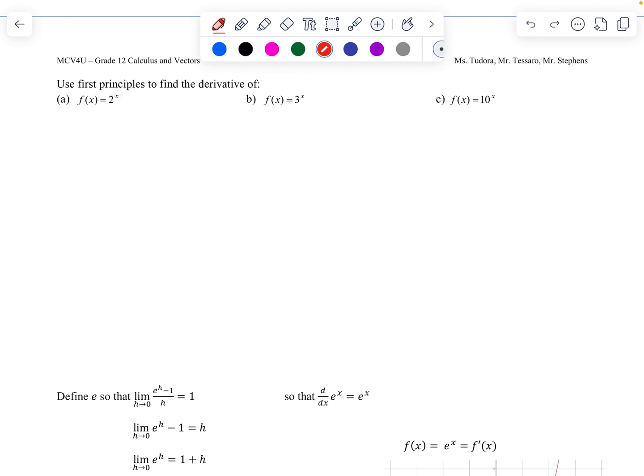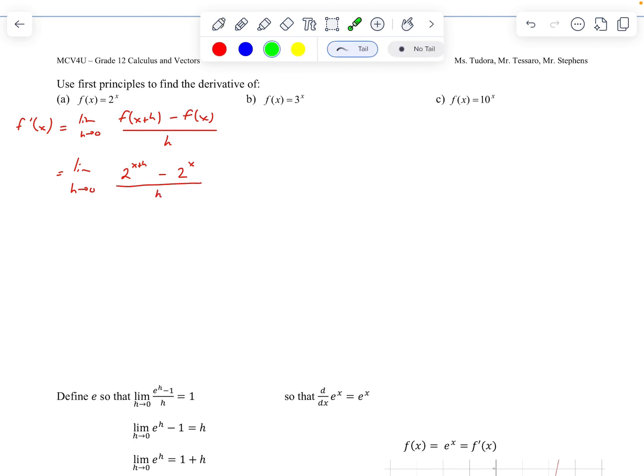So we're going to go back to the definition of derivative. f prime of x is equal to the limit as h goes to 0, f of x plus h minus f of x all over h. Instantaneous rate of change, slope as the change in x goes to 0. And that's going to be the limit as h goes to 0, 2 to the x plus h minus 2 to the x all over h.